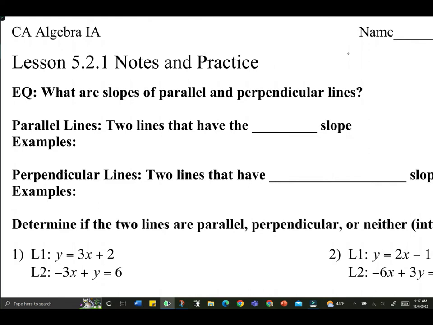Hello there, Cougar Academy Algebra 1A, and welcome to lesson 5.2.1. Today, what are slopes of parallel and perpendicular lines?